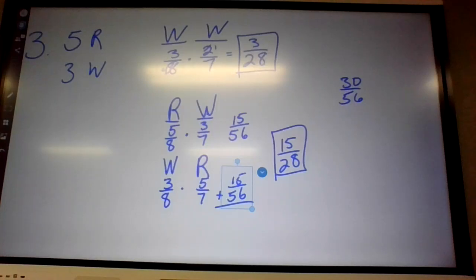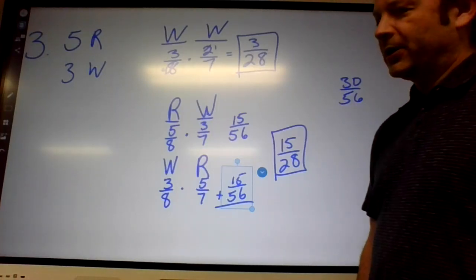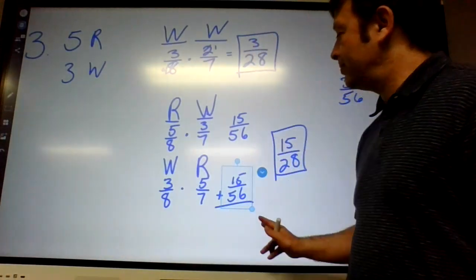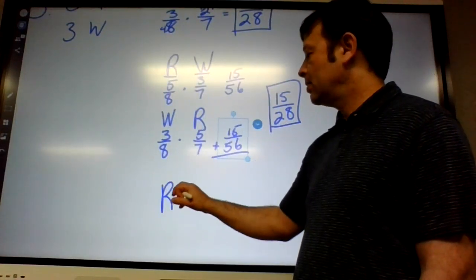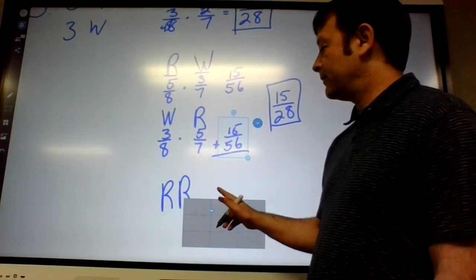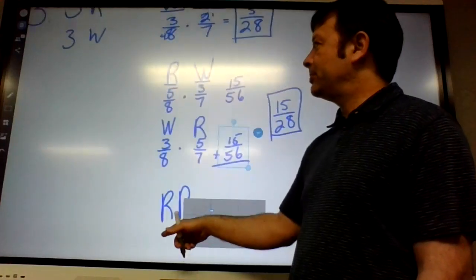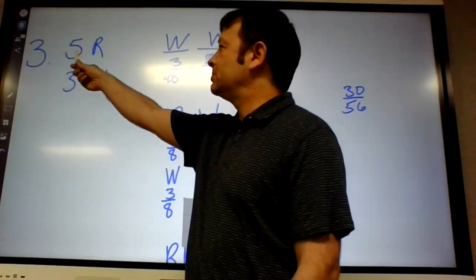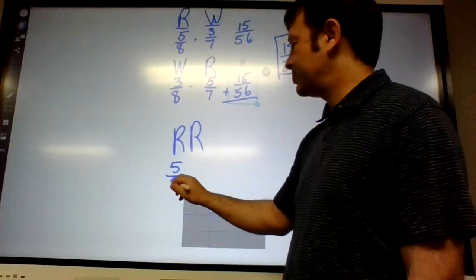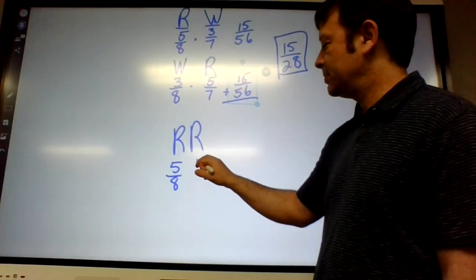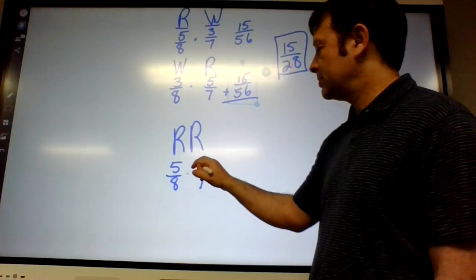All right, did that make sense? Okay, the last question is that both of the draws are red. So we're looking for red, red. So probability that the first marble is red, 5 and 8. And if the first one was red, the second one, 4 and 7.